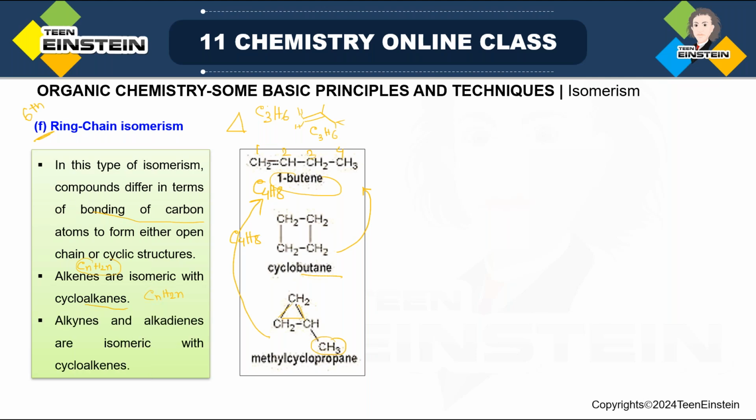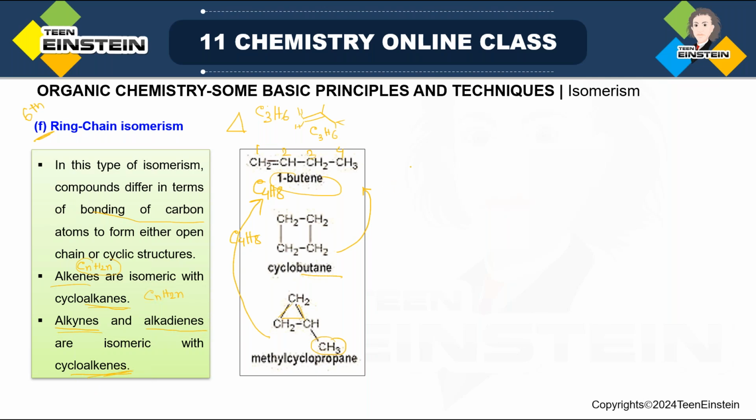Now, just like alkenes and cycloalkanes are isomeric to each other because they have the same formula, the same thing you can also see for alkynes. Alkynes and alkadienes. What is an alkadiene? An alkadiene means the same molecule will have two ene, diene. They are isomeric with cycloalkenes. Just like alkene is the same as cycloalkane, alkynes are also the same as cycloalkenes.